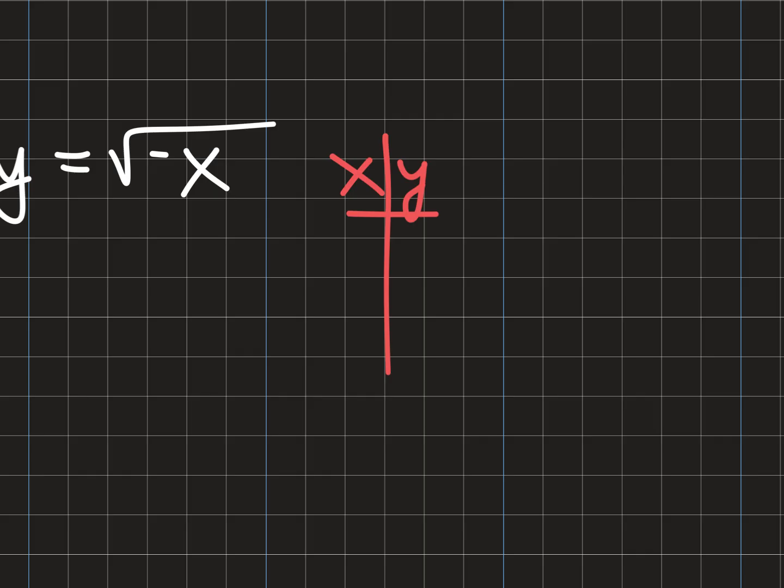So would you please find 3 points that would be on the square root graph? That one, the one with the negative on the inside.